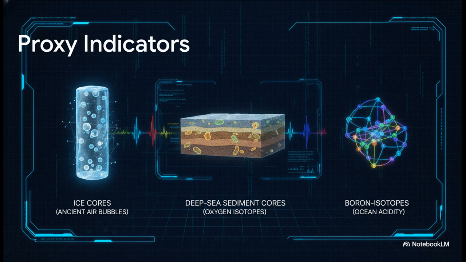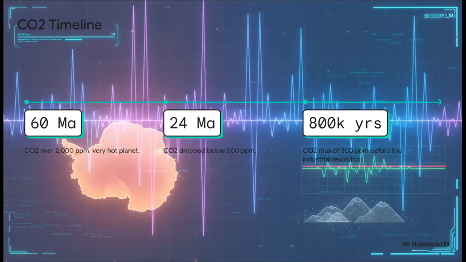Add in ancient tree rings, fossilized pollen, and boron isotopes for ocean acidity, and you've got a literal geological hard drive of the Earth's past. And when you boot up that hard drive and compile the data, a fascinating timeline emerges.